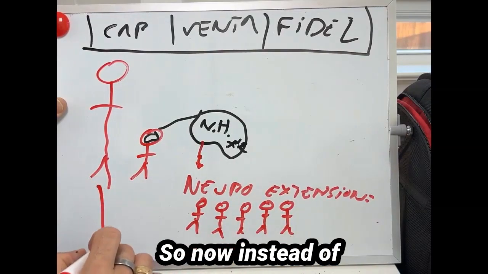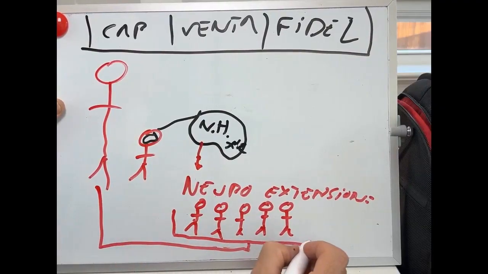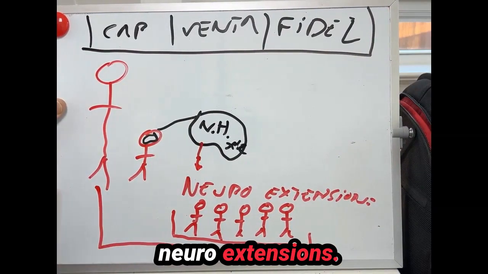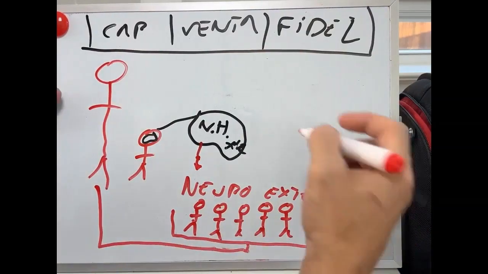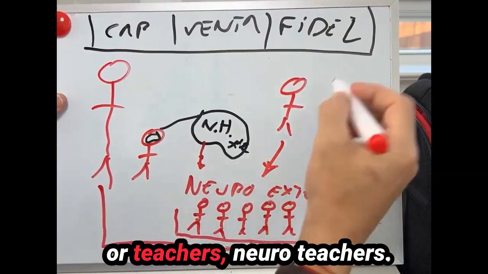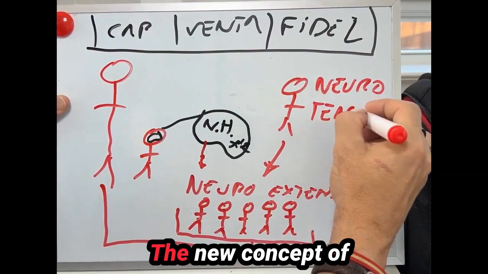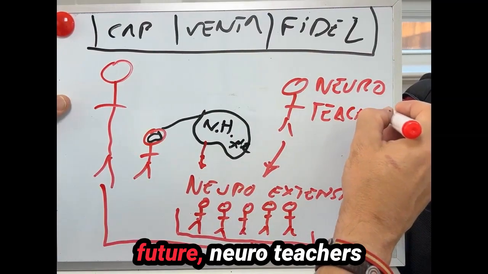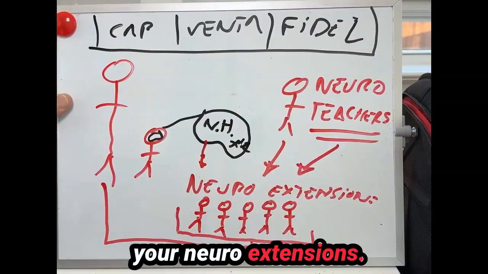So now, instead of having employees, you are going to have neuro extensions. What will your employees do? Your employees will become babysitters, or teachers, neuro teachers. The new concept of employment for the future. Neuro teachers are the educators of your neuro extensions.